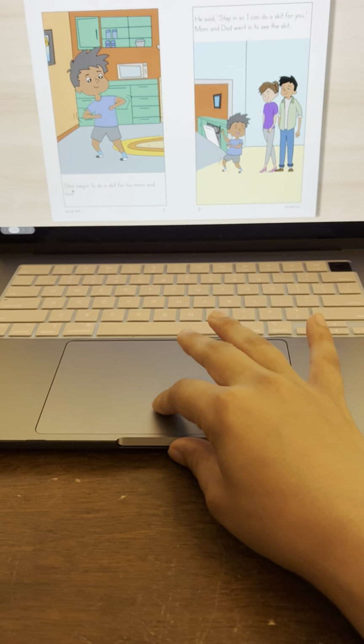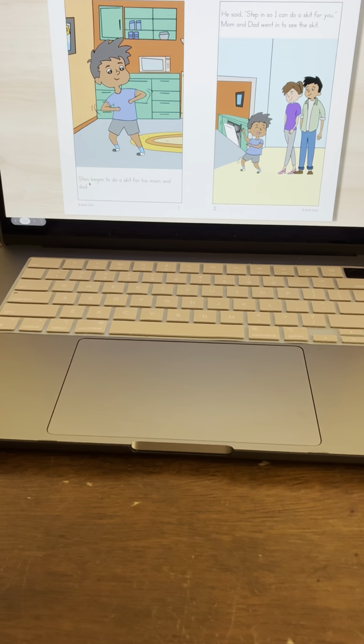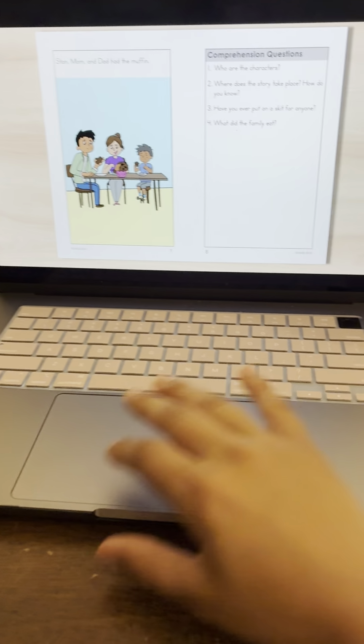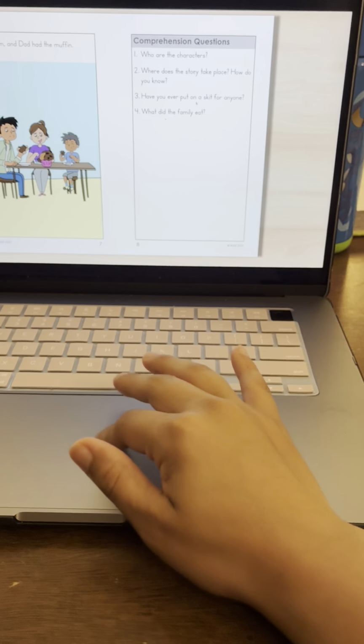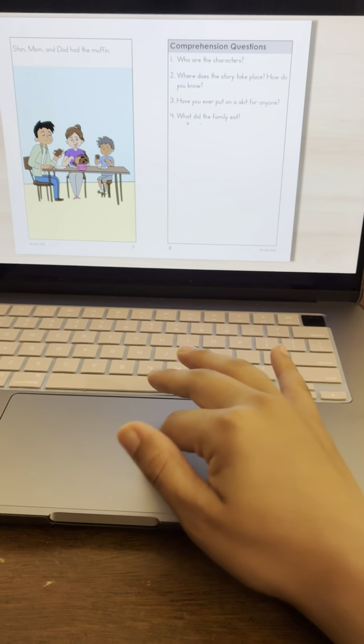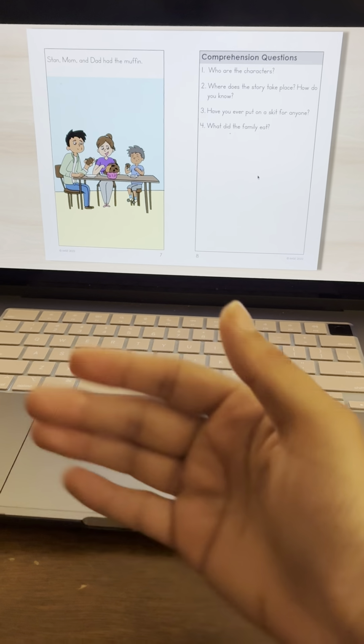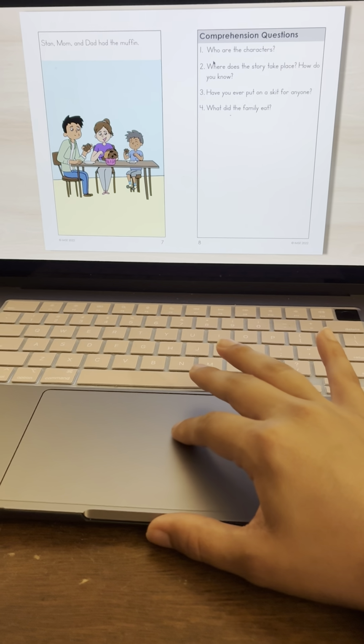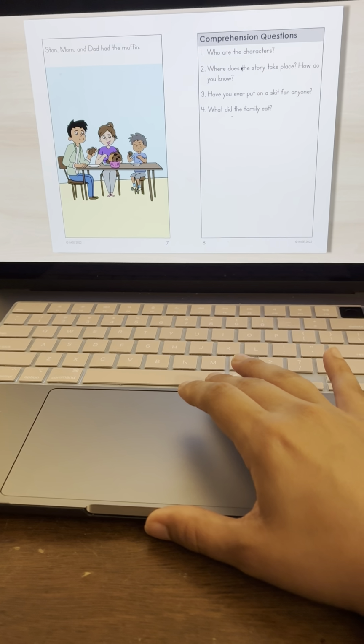I'll pause the video while I read this to him. So that was the end of the story, and there's always these comprehension questions, which are pretty good. I will only ask them once on Monday because it doesn't make sense to keep asking the same questions. So tell me, who are the characters in the story?